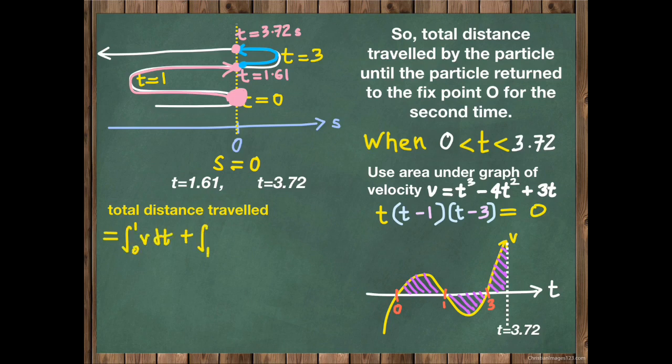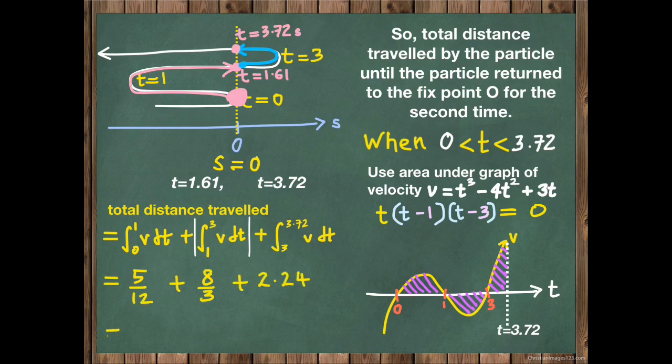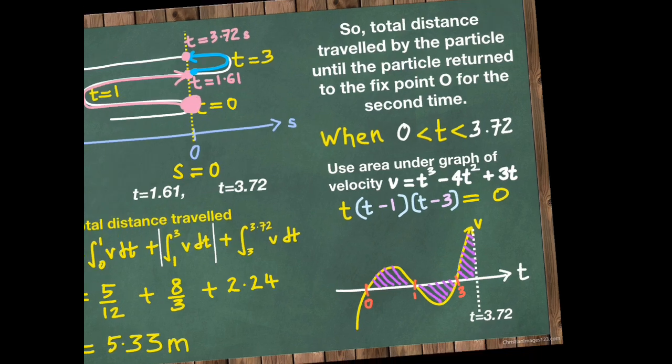We integrate v from 0 to 1, we get 5/12. And then plus we integrate v from 1 to 3, we get 8/3, and then we integrate v from 3 to 3.72, we get 2.24. So the final answer is 5.33 meters.